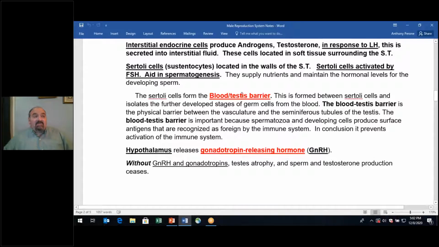So just as we have the blood-brain barrier, formed by the astrocytes present within the central nervous system, the blood testis barrier will prevent activation of the immune system by the sperm. Okay, in the interaction between our blood and the sperm.